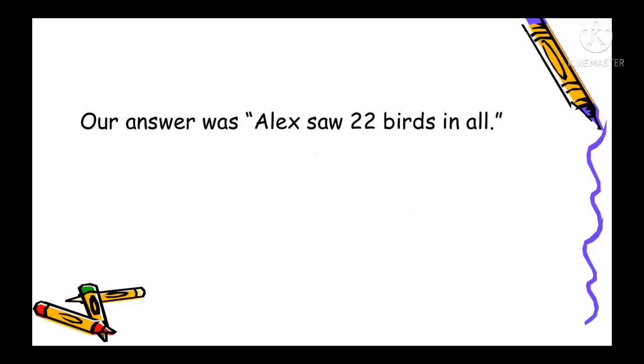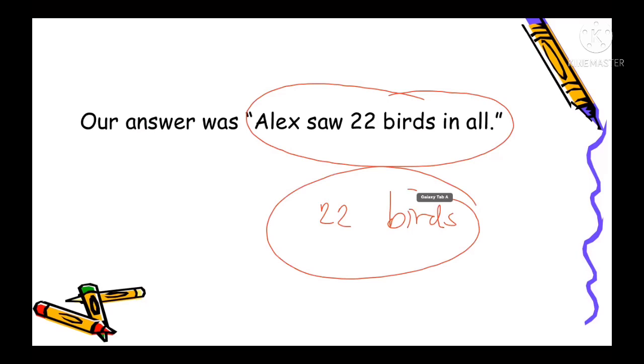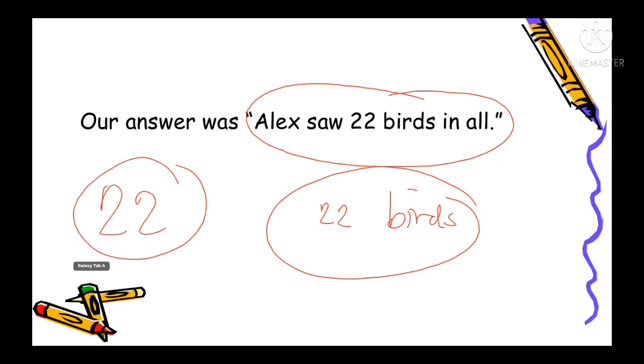So our answer was Alex saw 22 birds in all. Again, you can answer this one, or you can answer also 22 birds. That is also correct. Remember, if you just put 22, I will mark it wrong because there is no label. I need to see this one. So we have 22 birds. That is how we can solve word problems using addition and subtraction. Ready for more examples?